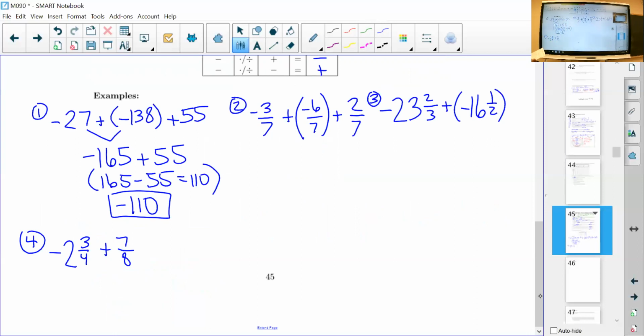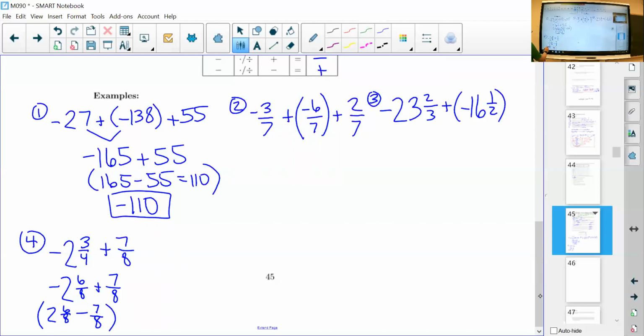So this is kind of a tricky one. Here's how I would do this one. I'd say, well, I know I need the same denominator, right, because I'm adding fractions. So I would start by turning this into negative 2 6/8 plus 7/8. Now we have opposite signs. So remember, we're taking the absolute values. The absolute value of negative 2 6/8 is just 2 6/8, and subtracting the smaller absolute value, 7/8.